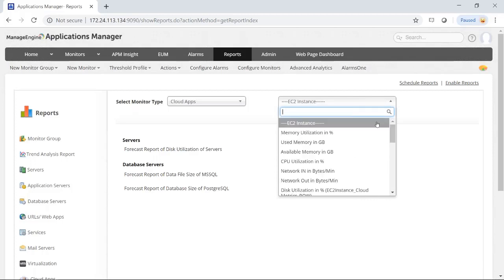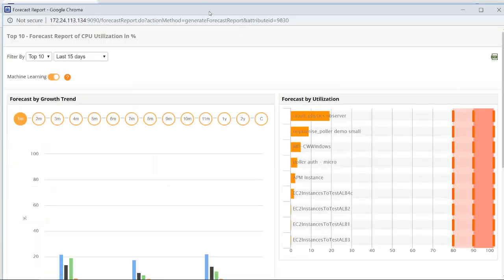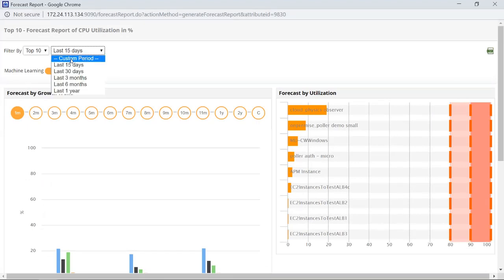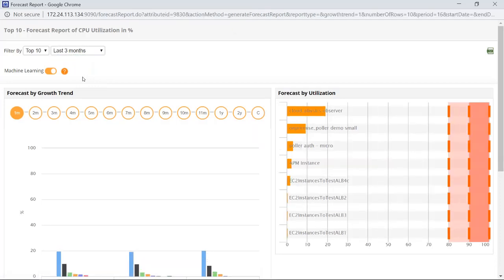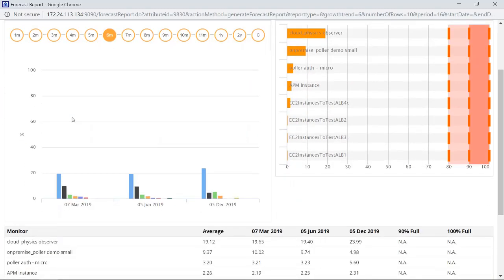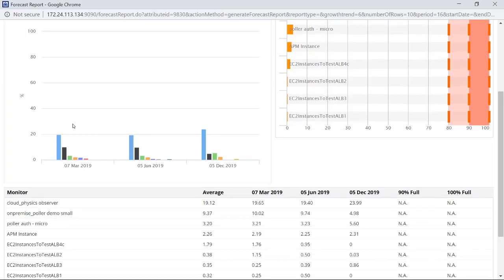Now let me choose one of the metrics, which is the CPU utilization for the EC2 instance. As we see, we can compare or create a value which is spread across the last 3 months or last 1 year and choose a distinctive time interval, which can be 5 months, 6 months, anything like that. Once machine learning is enabled, Applications Manager predicts the utilization of a specific attribute or performance metric chosen by the user, and it gives tabular information. To get more insights into the utilization, a user can click on one of these options.